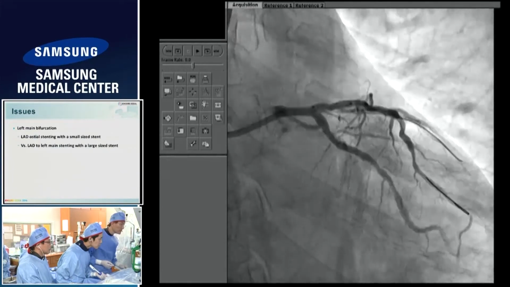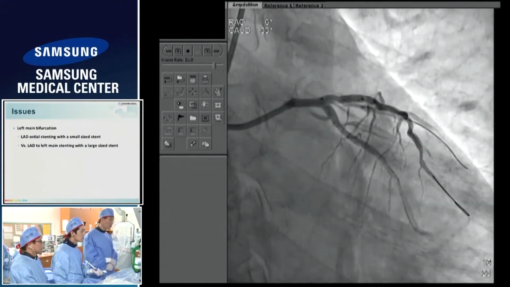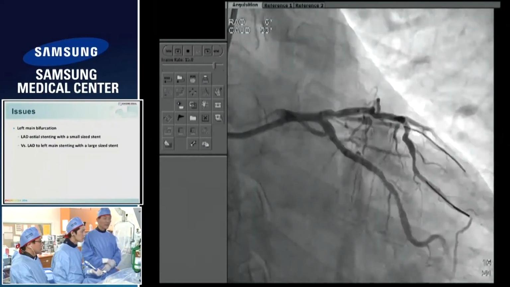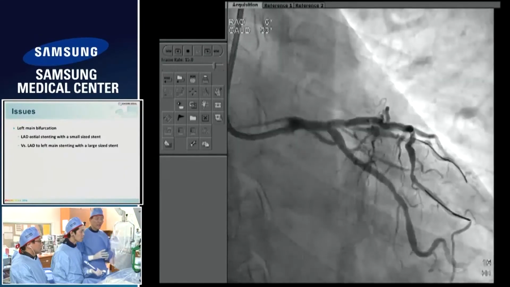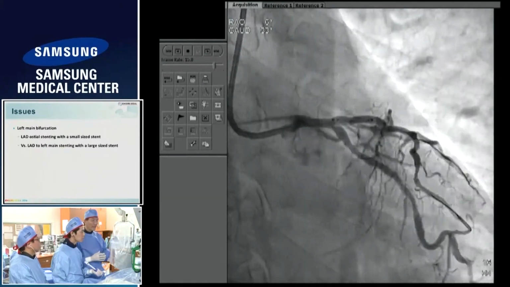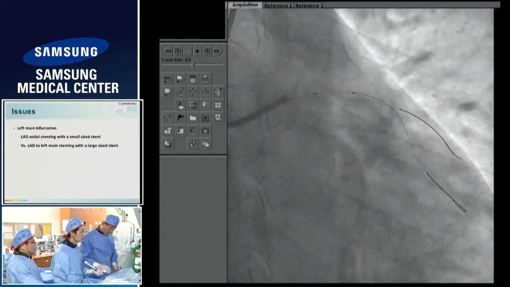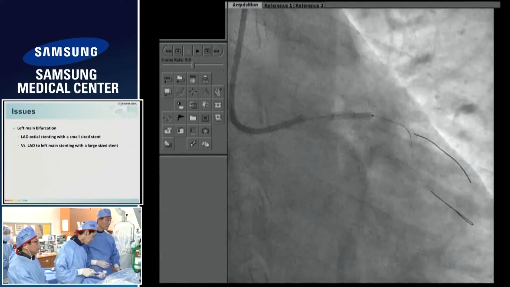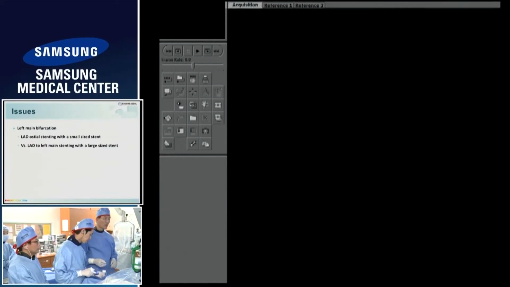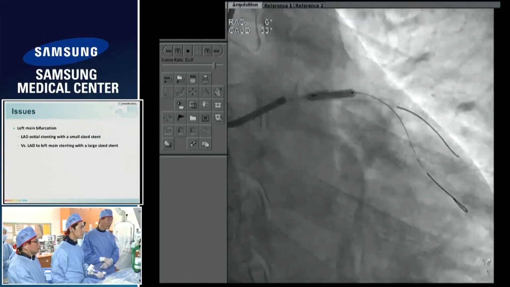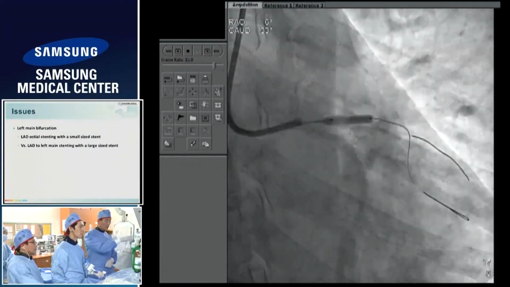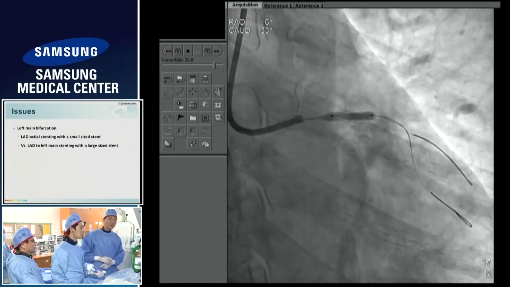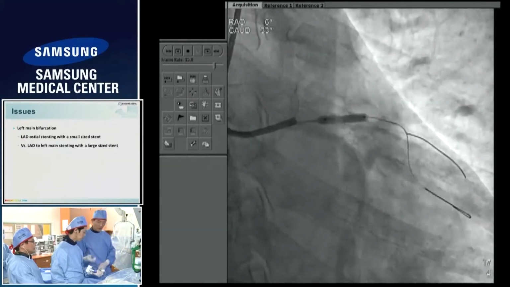Okay, it's undersized, of course, but there is no dissection. Maybe I can size up. There is a soft plaque covering the LAD ostium, so there is larger than the lumen size, but there is some room to do that. So 12 atmosphere for 15 seconds. Okay. So proximal LAD is underdilated. So I like to use the 3.5 balloon, post-stent balloon afterwards. Deflate.